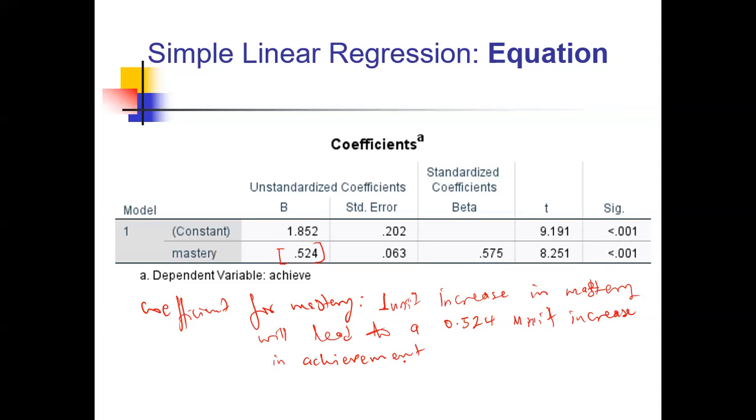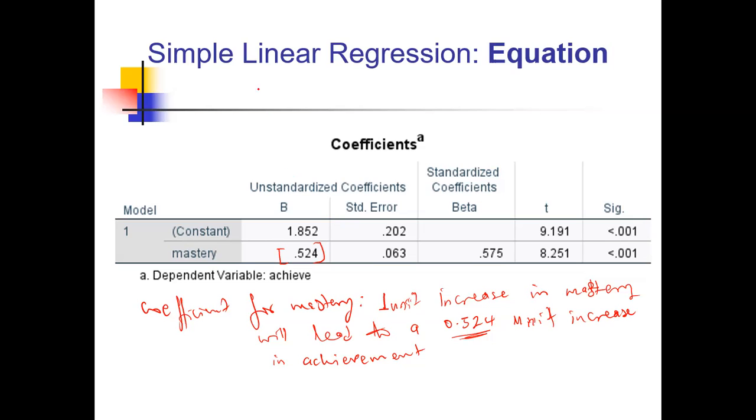Okay, again, I am using the words that are in the context. So if this is not mastery and achievement, just use the right words, right? So the coefficient for mastery here, which is 0.524, is interpreted as follows. It will imply that every 1 unit increase in mastery would increase achievement by that coefficient. Okay, and this is the pattern, this is the template, this is how it's interpreted all the time.